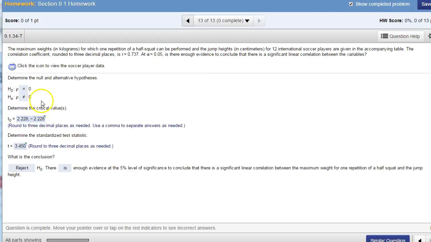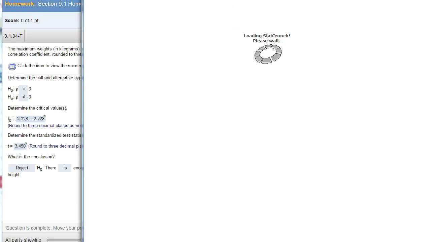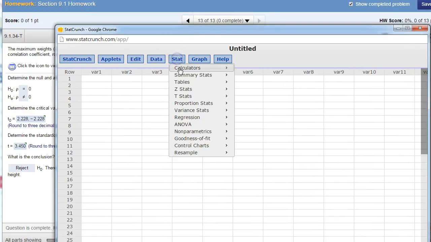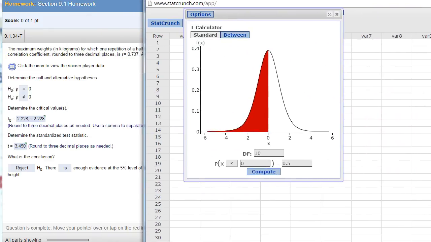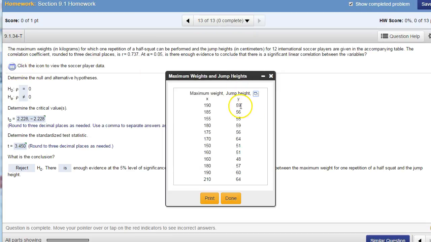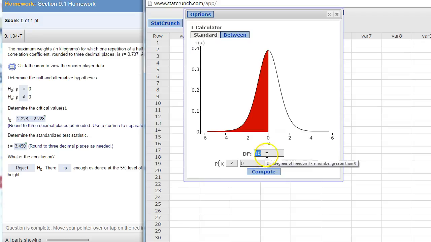Again, first step, you're going to set up your null and alternative hypotheses, and then you're going to find your critical values. Remember how you find your critical values? You're going to click StatCrunch, Stats, Calculators, and T. And again, when you do that, you have to keep in mind your degrees of freedom. So I'm going to see how many players I have. 1, 2, 3, 4, 12 international soccer players. So my degrees of freedom is always going to be 12 minus 2, which is 10.